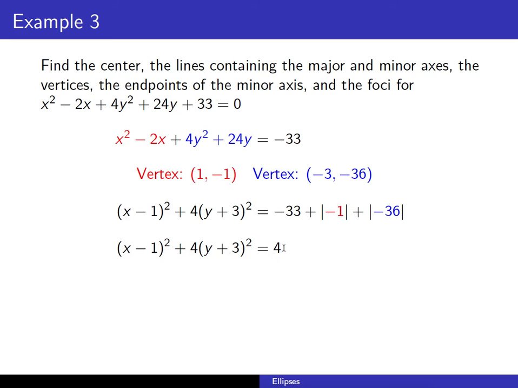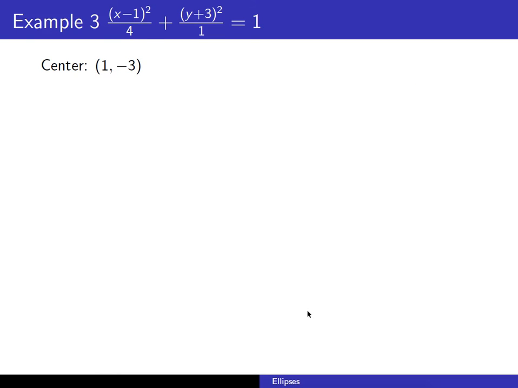So with ellipses, we want the right-hand side to equal 1, which means we can just divide everything on both sides by whatever's on the right, in this case 4, and simplify. And our equation in standard form, which is going to make finding everything else a lot easier, is (x minus 1) squared over 4 plus (y plus 3) squared over 1 equals 1. So looking at the values of h and k, our h is 1, our k is negative 3, so the center is at (1, negative 3).